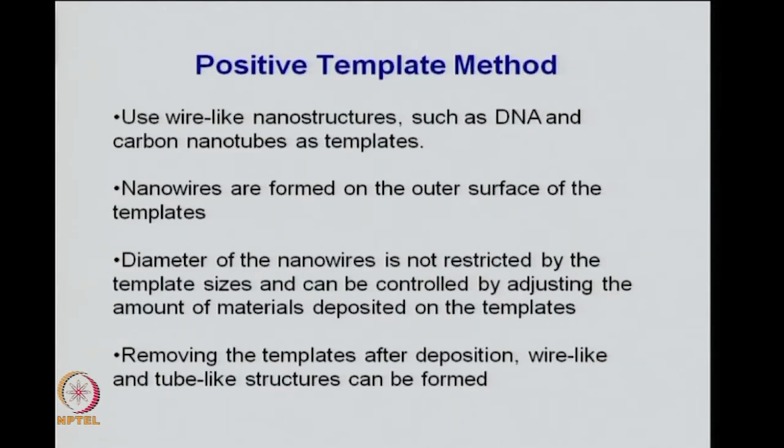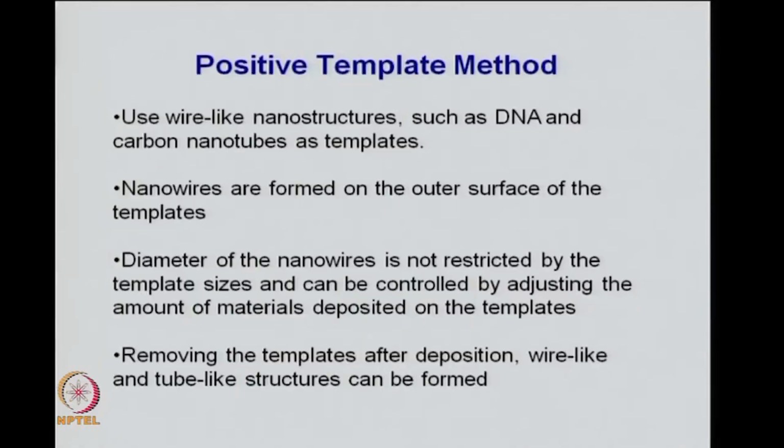In the negative template method, the diameter of the nanowire that you are growing inside the template is restricted by the diameter of the template. You cannot make a nanowire larger than the diameter of the porous template you have chosen in the negative template method. However, in the positive template method, you can have any size of the nanowire on top of the template. So, the template diameter is not a restriction to the diameter of the nanowire or nanotube that you are making.